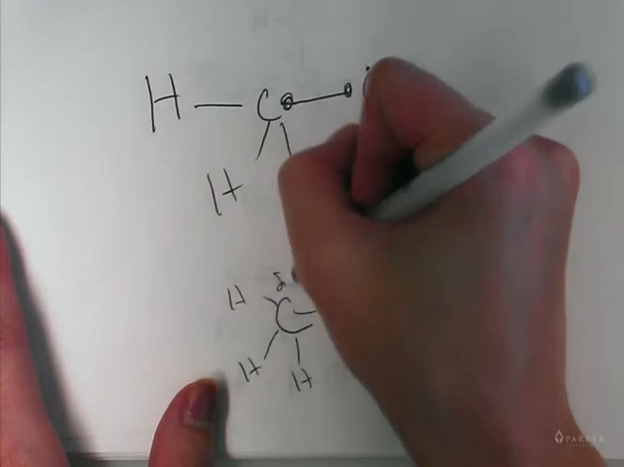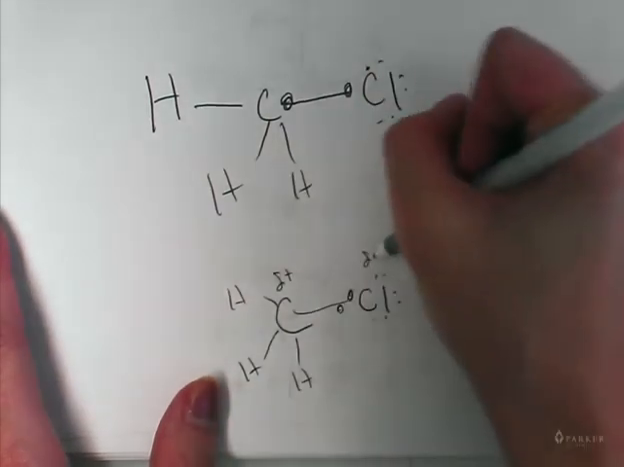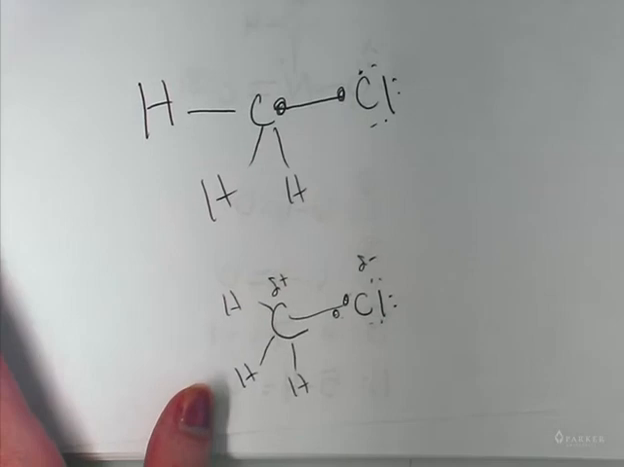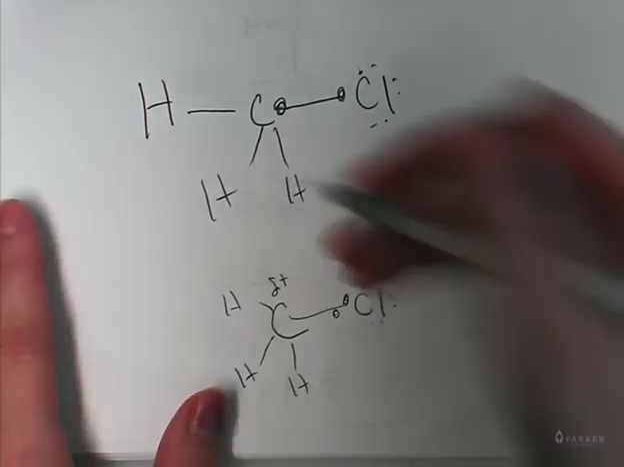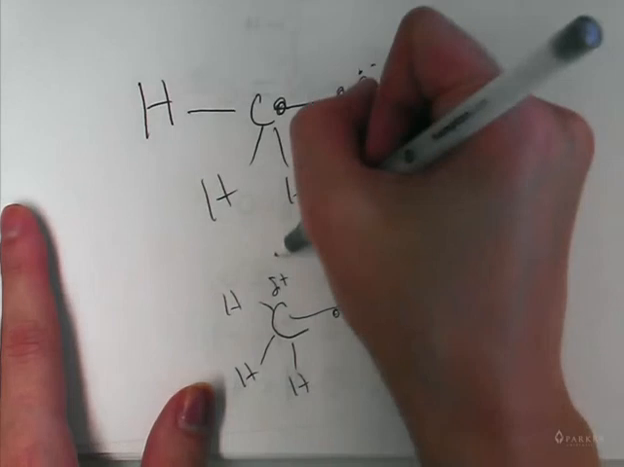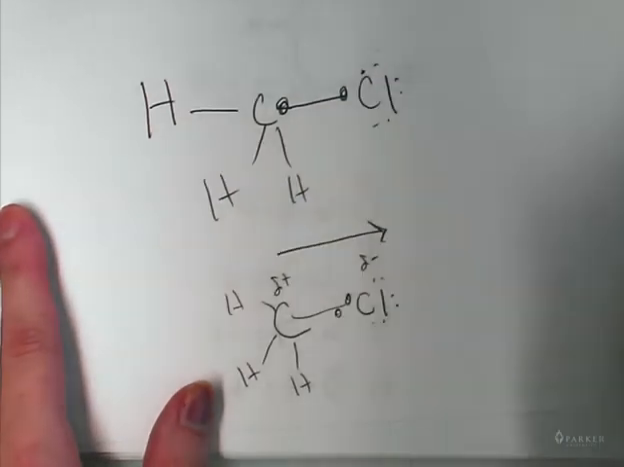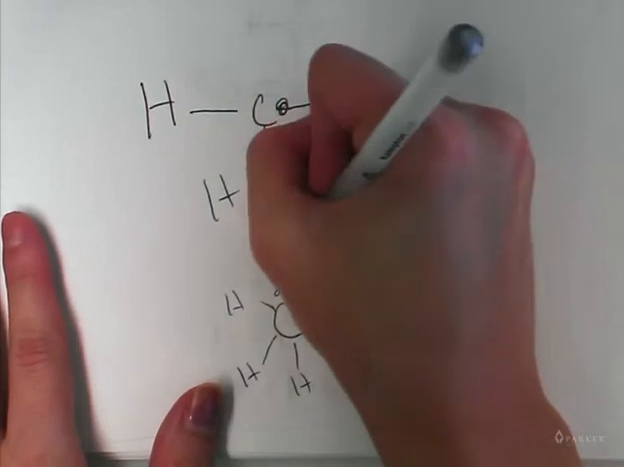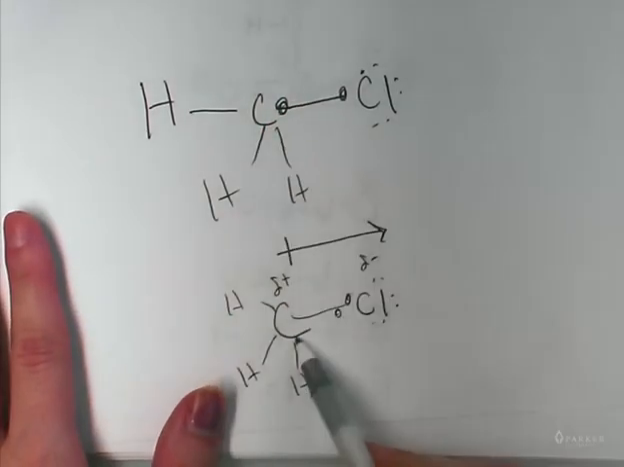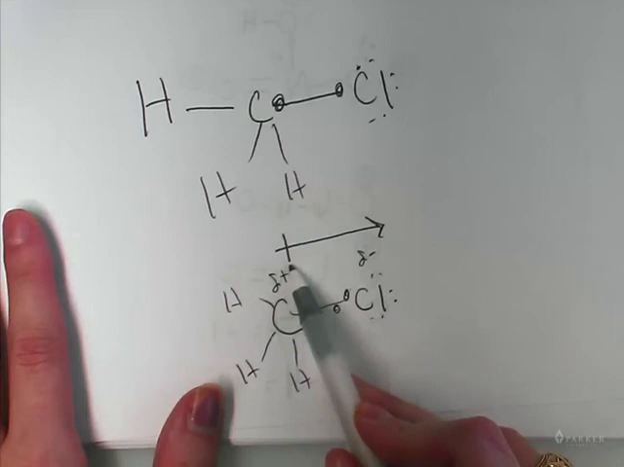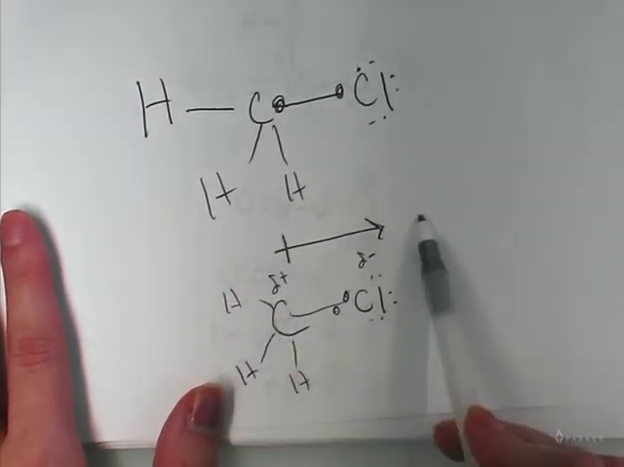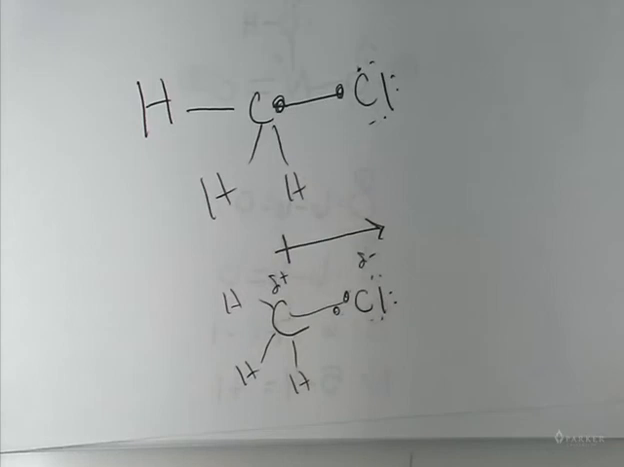Now, if you want to, so you put your partial positive there, partial negative there. And then if you want to say the direction of the dipole, you would say it's going towards chlorine. So when you draw an arrow, that means it's going that way, the pull. And you kind of put a plus sign over carbon, saying that they're coming from carbon. So it's that partial positive there. So the direction of the dipole is towards chlorine.